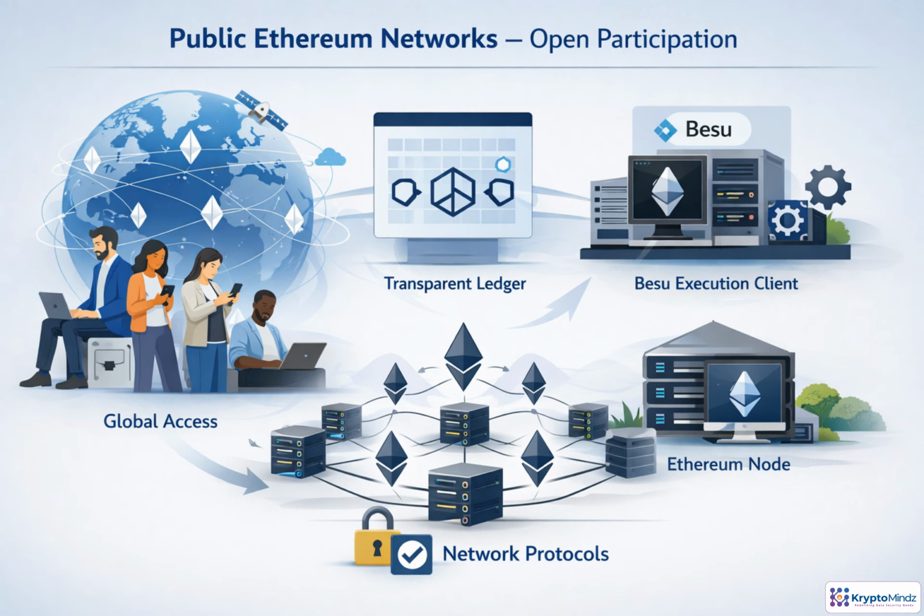A public Ethereum network is not owned or controlled by one organization. Anyone can inspect the ledger, send transactions, build applications, or operate infrastructure. In this environment, Besu acts as an execution client. It processes transactions, maintains Ethereum state, and communicates with other compatible nodes. Open participation also creates shared responsibility. To remain connected and useful, each node must follow public network protocols, client standards, and operational expectations.